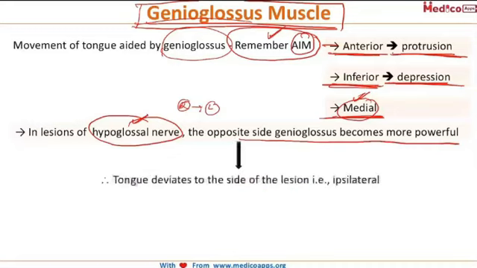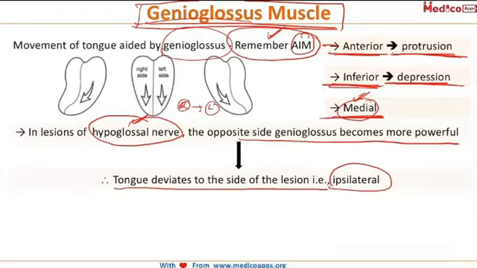Therefore the tongue deviates to the side of the lesion, that is the ipsilateral movement of the tongue. Let's see a diagram here. Here we have right side and left side genioglossus muscles functioning together. When the lesion is on the right side, the tongue is moving towards the right side. If there is a lesion on the left side, then the tongue will move towards the left side, because the opposite genioglossus becomes more powerful and the ipsilateral genioglossus muscle is not functioning. So the tongue deviates to the side of the lesion.